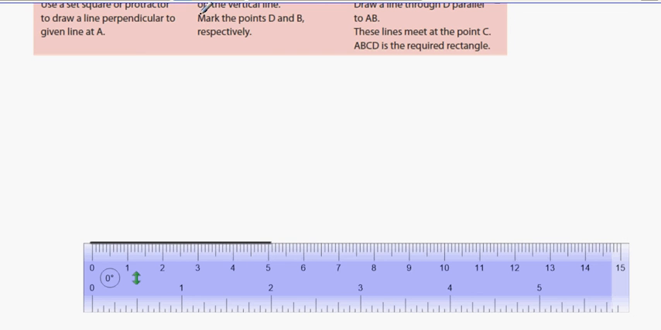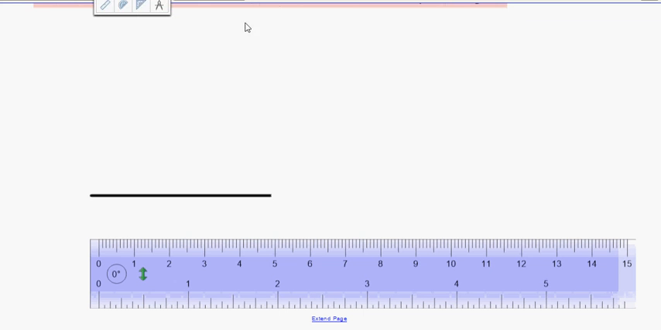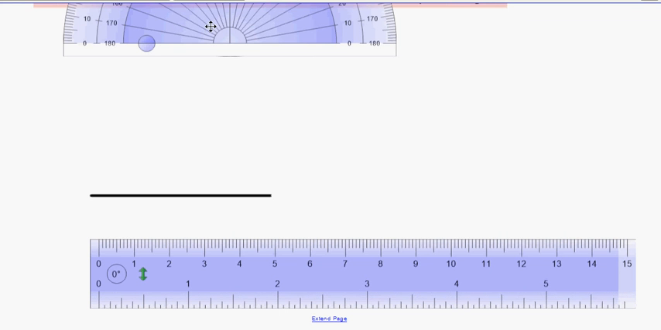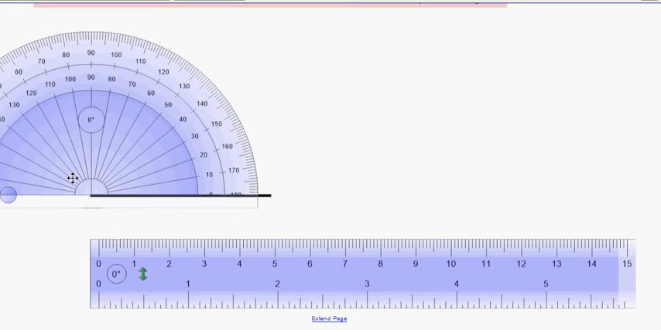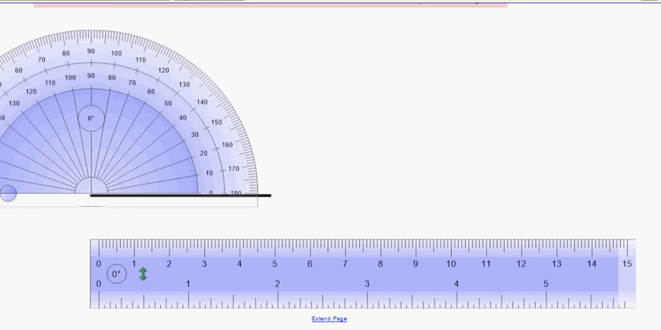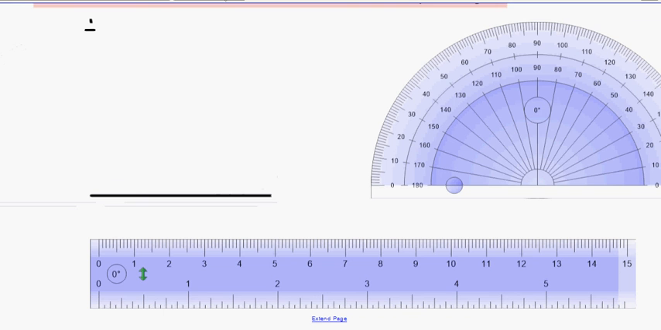Then what you're going to do next is you're going to come in with your protractor again, and you're going to make sure it's at 90 degrees. Okay, so you can come in here, then just mark off where 90 degrees is. There, okay. Move it up. Then you're going to draw a line going straight up into the air. Now that you have that done, okay.